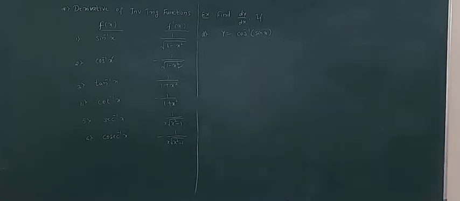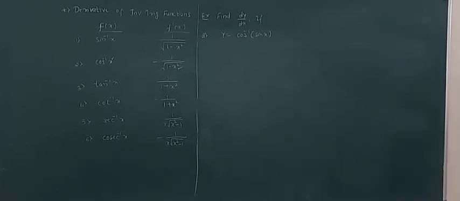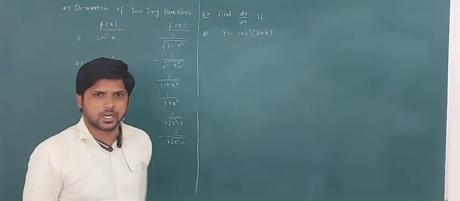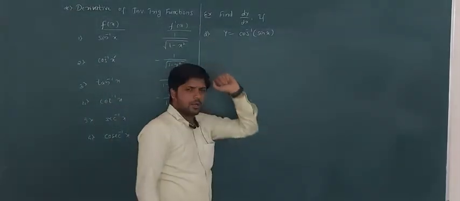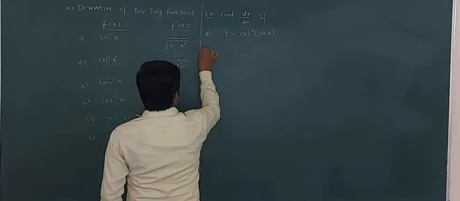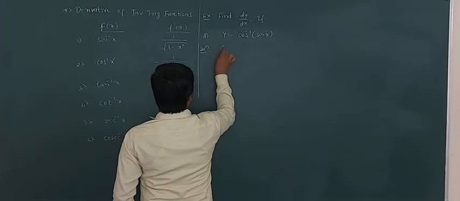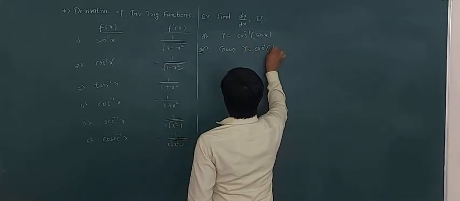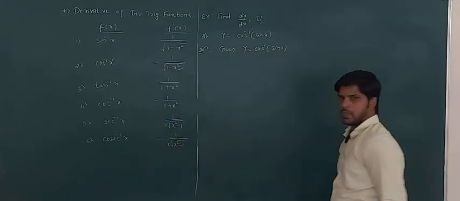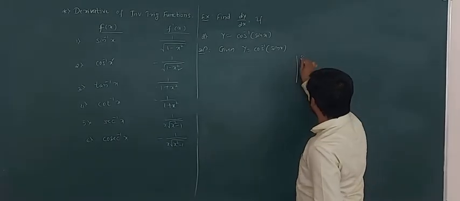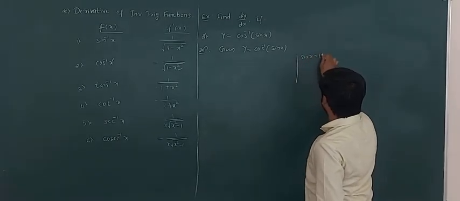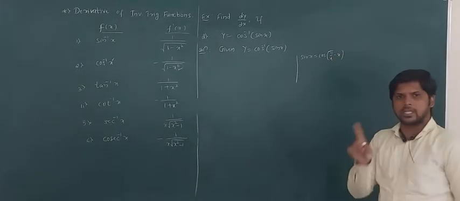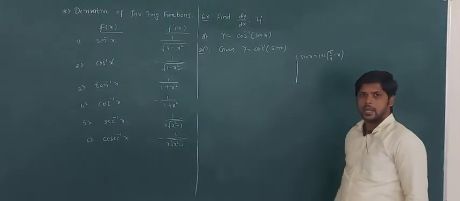Again consider the same example: if y equal to cos inverse of sin x, let us use an alternative method to find dy by dx. Here the solution: given y equal to cos inverse of sin x. And we also know that sin x can be written as cos of pi by 2 minus x. Cos of 90 minus theta gives sin theta.